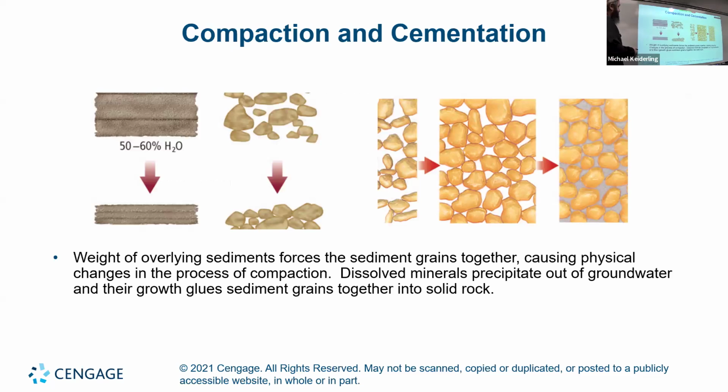So basically what happens, the sediment piles up, it gets compacted, so all the gaps are squished out, so everything is very tightly packed together, and then dissolved minerals crystallize out in these gaps and glue everything together. So the weight of the overlying sediments forces the sediment grains together. This causes physical changes in the process of compaction, and then dissolved minerals precipitate out of groundwater, and their growth glues the sediment grains together into a solid rock.